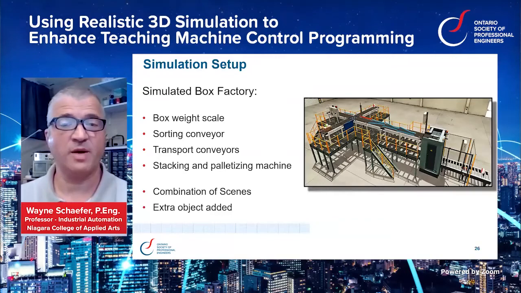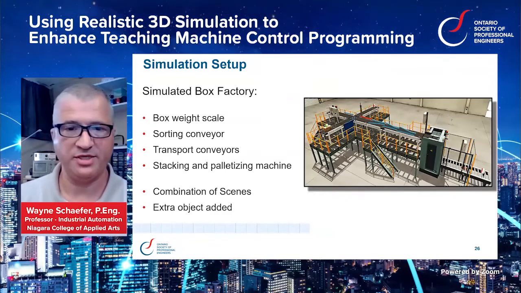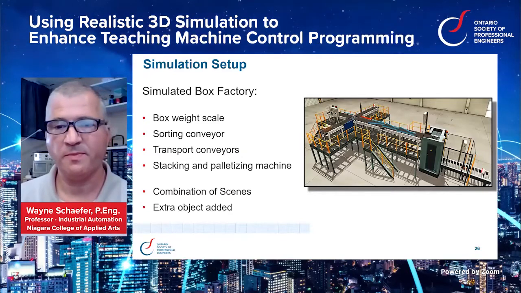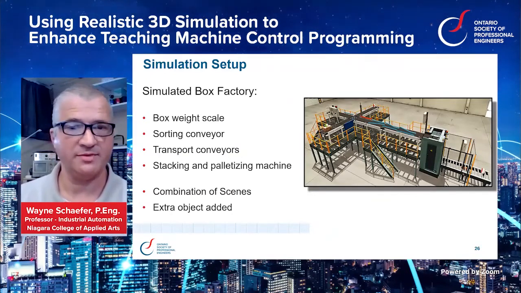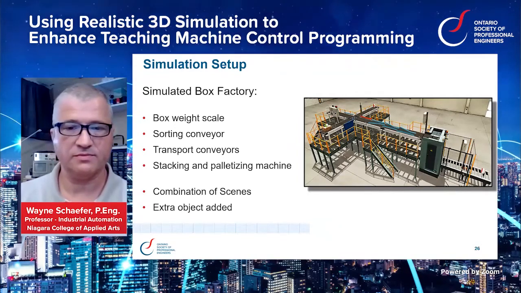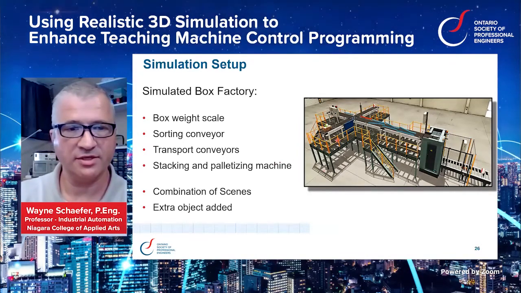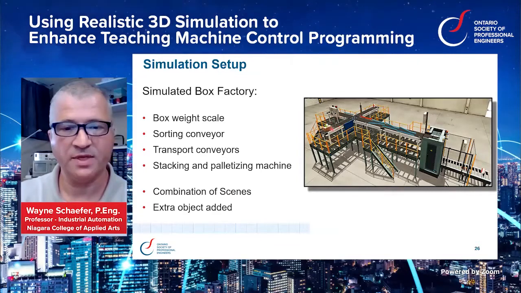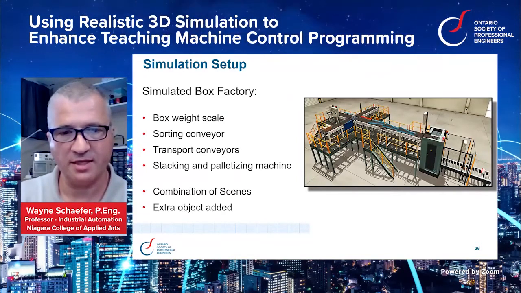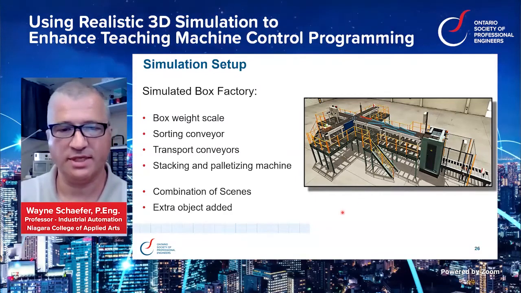So what I've done here is come up with a basic full factory simulation. The box factory consists of a weight scale, sorting and transport conveyors, and a palletizing machine. It's actually a little hard to see here, but there's a weight scale, there's a sorting conveyor, there's transport conveyors, and this is the stacking and palletizing machine here. And we'll talk more about these later.